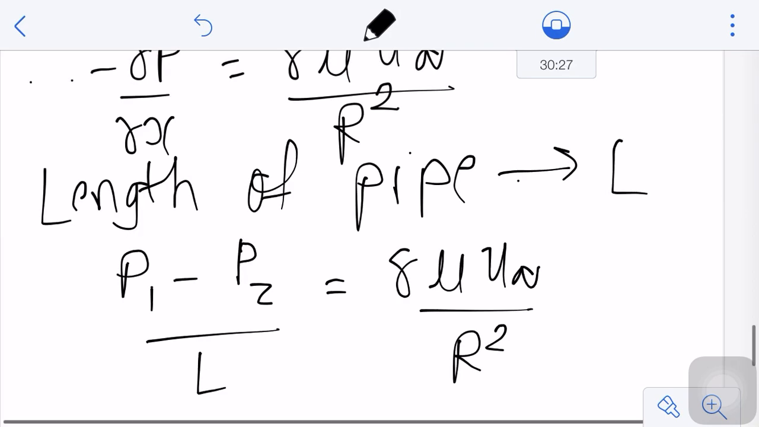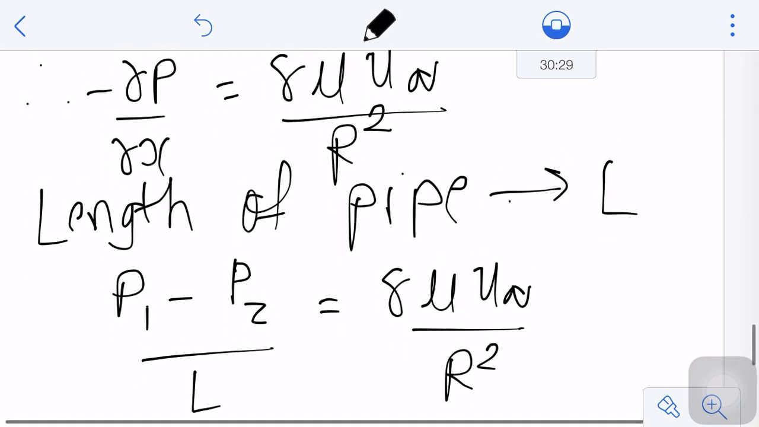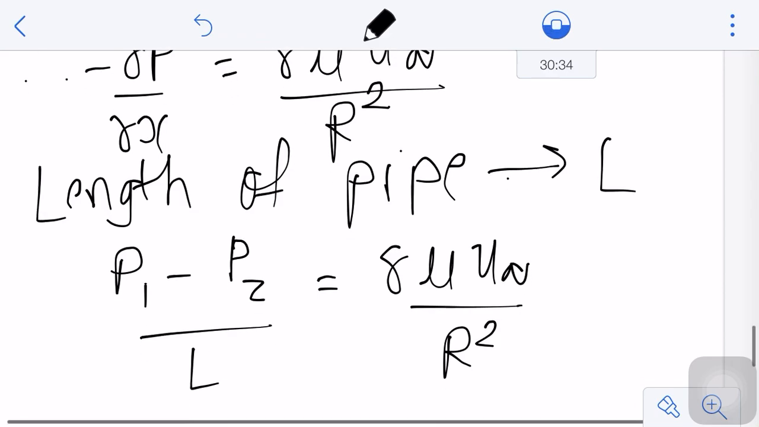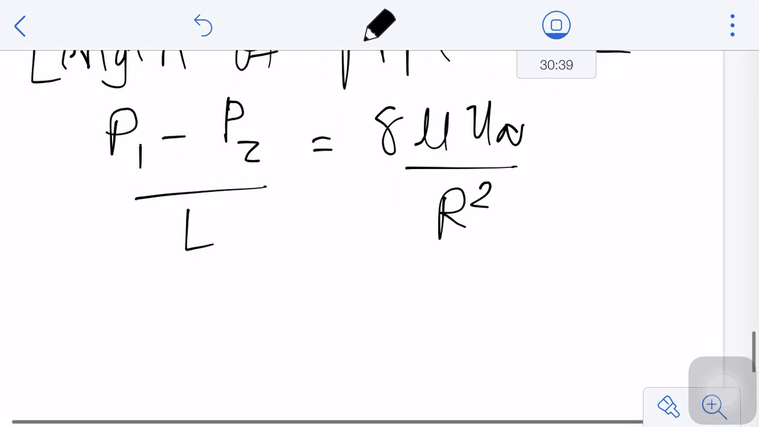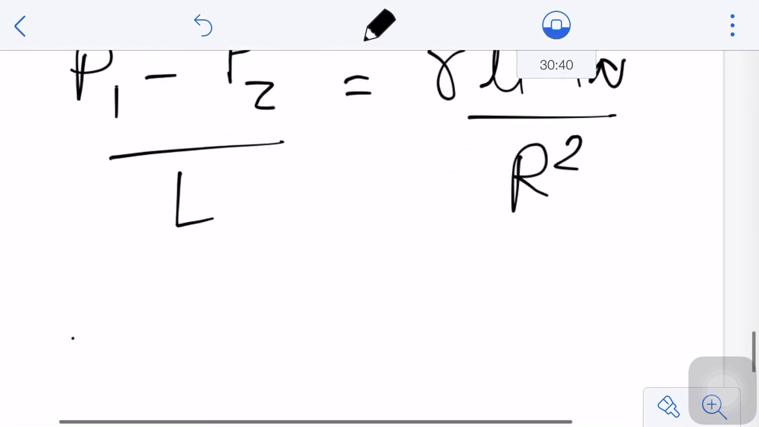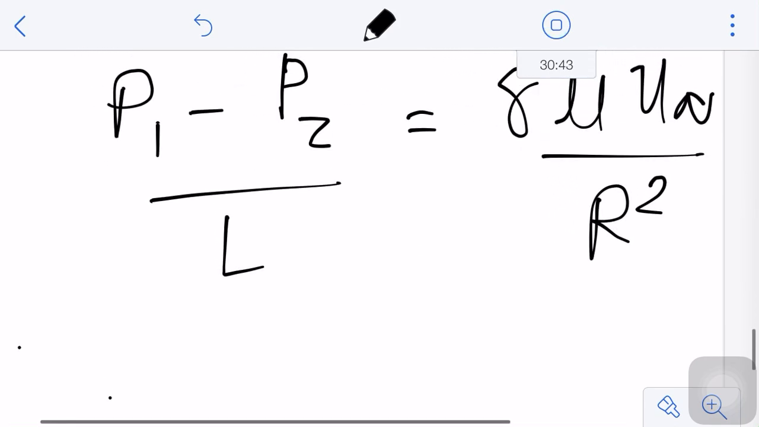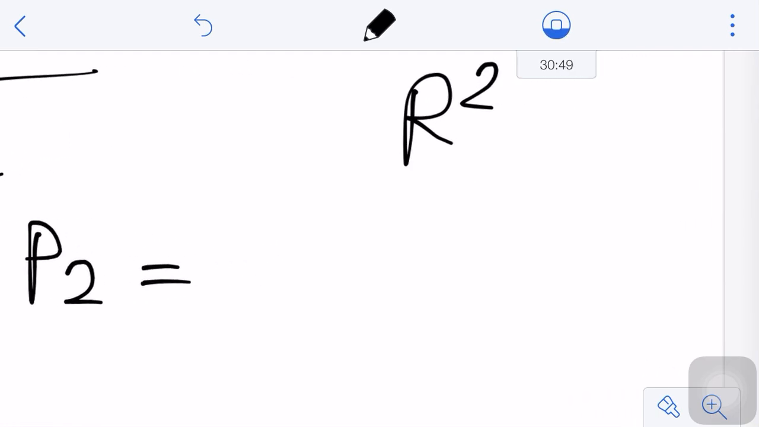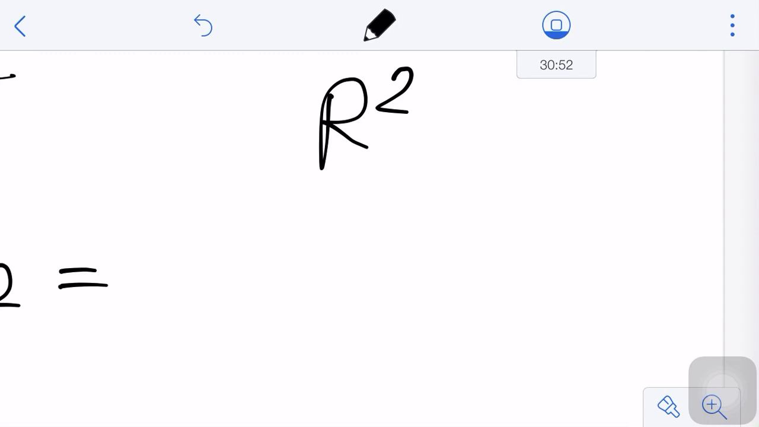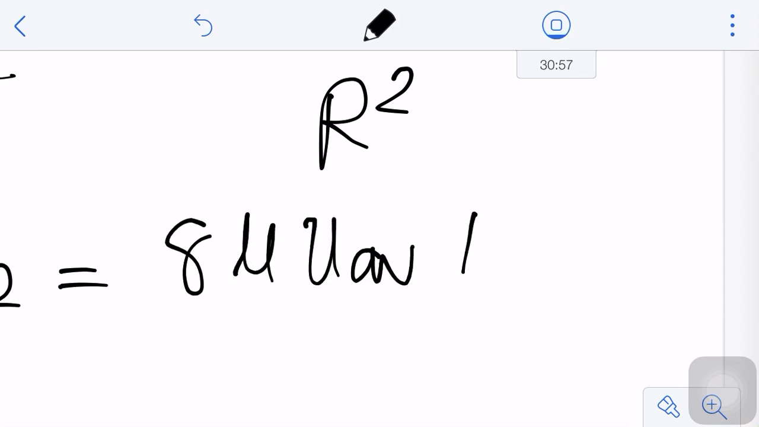Did you understand what we have done? This minus curly P by curly X is nothing but the pressure drop, and this pressure drop can be further written as P1 minus P2 with respect to the length of the pipe, like this. So if you do this, P1 minus P2 will become equal to 8 mu u average into L divided by R square.